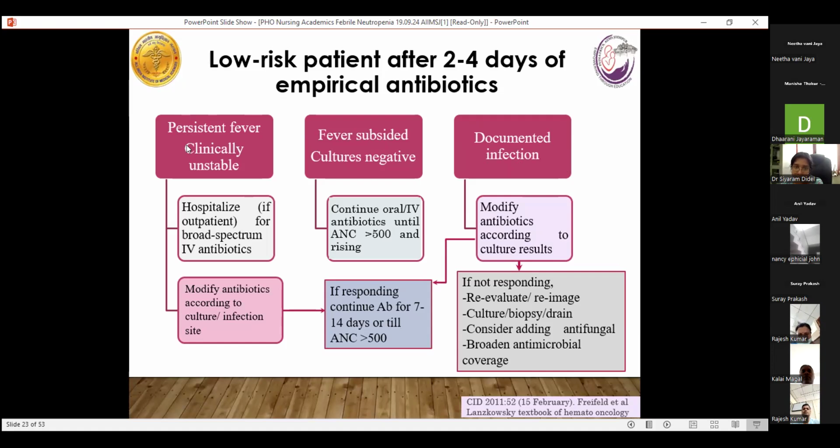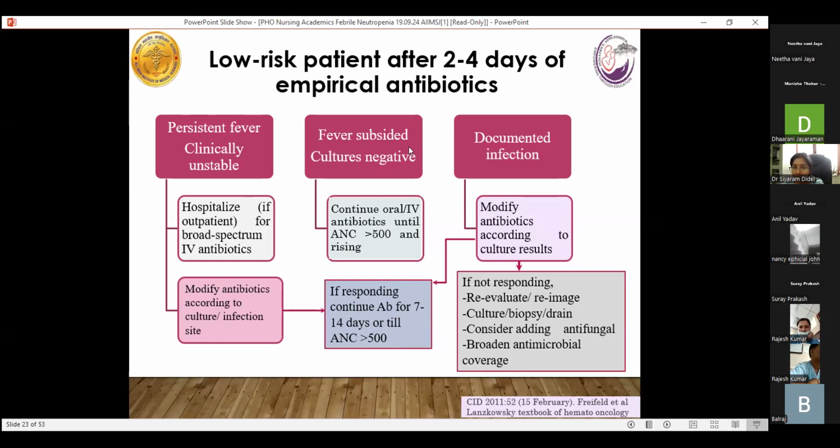If the child has persistent fever and is clinically unstable, the first thing we should do is hospitalize for broad spectrum IV antibiotics, because initially we had given oral antibiotics and were managing the child on an OPD basis, and we have to modify antibiotics as per the culture or the infection site. After modifying antibiotics, if the child responds, we have to continue antibiotics for 7 to 14 days, or till ANC is more than 500, or there is a rising trend in ANC.